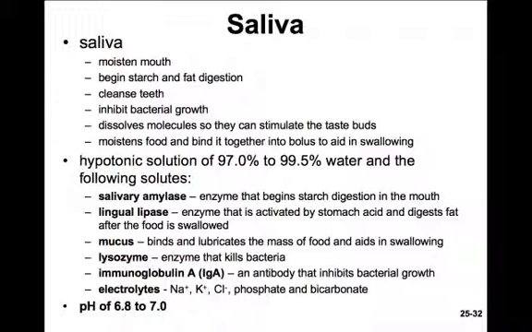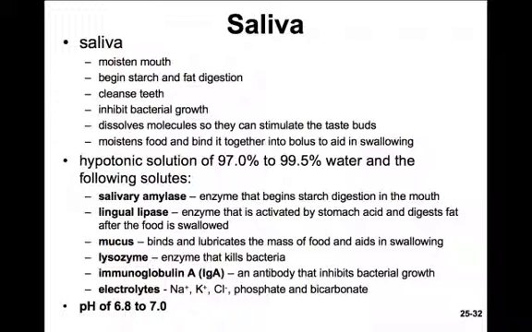So saliva acts to begin starch digestion in the mouth and doesn't begin digestion of fats until it reaches the stomach. And that's because these enzymes are pH dependent. So the salivary amylase functions best at normal pHs that we see in the mouth. However, the lipase acts much more efficiently at very low or acidic pHs.